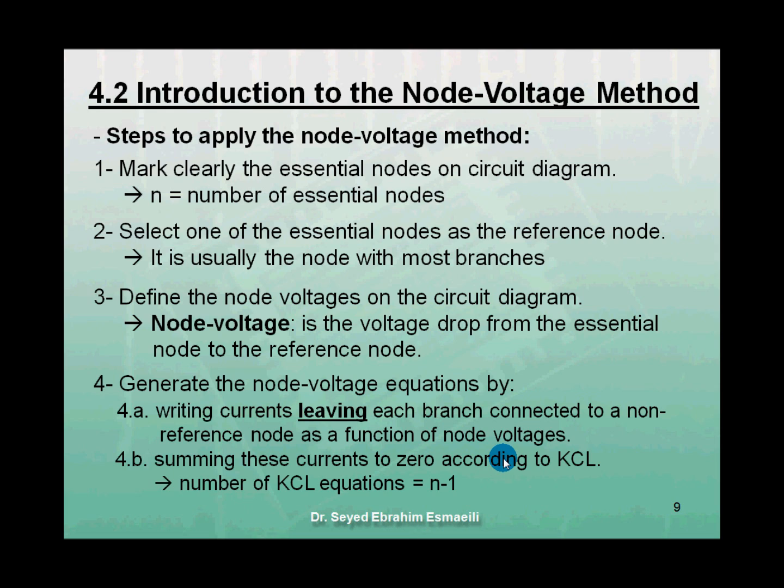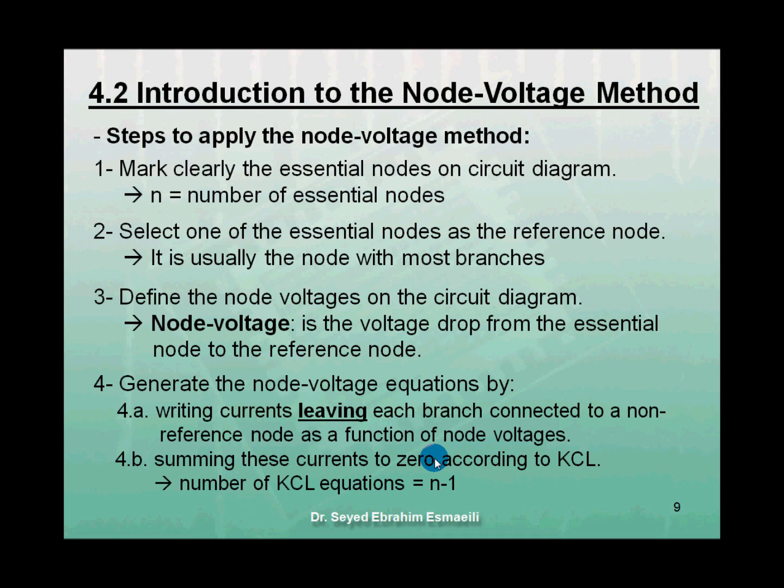Select one of the essential nodes as the reference node. This is usually the node with the most branches. Define the node voltages on the circuit diagram. The node voltage is the voltage drop from the essential node to the reference node.